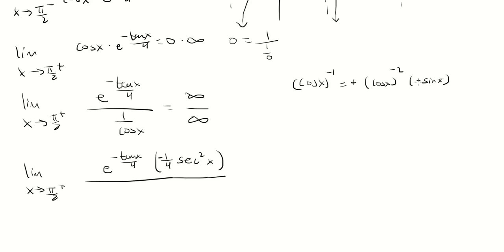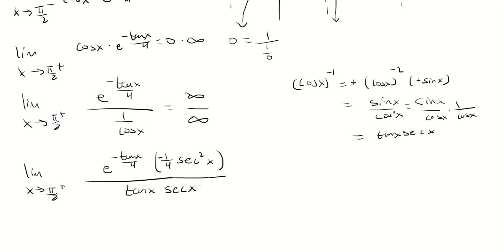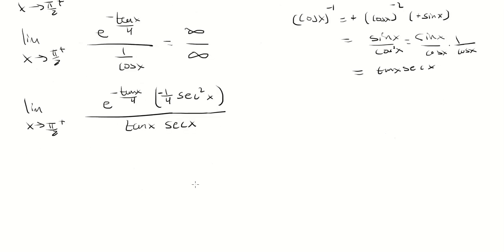So the two negatives will make a positive, so you can think of this as sine over cosine squared, which is tangent times secant. Because it's sine over cosine times 1 over cosine. Okay, so that's what we're going to use here. So we'll write tangent times secant. Okay, we can factor out the negative 1/4. We have the limit as x approaches pi over 2 from the right. And then the secant will cancel on the bottom, and then we'll remove the exponent. And then we have secant over tangent.